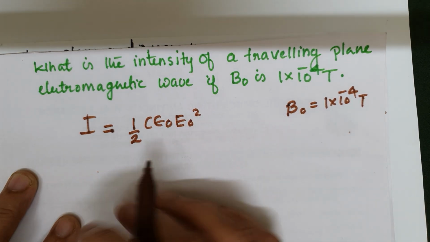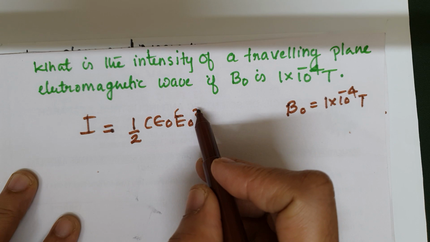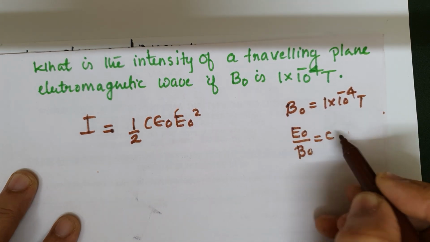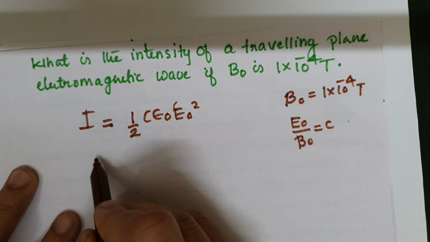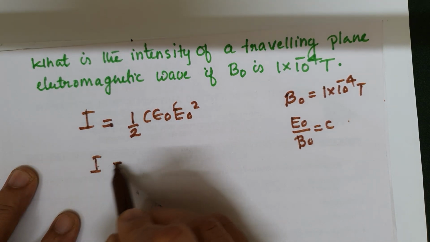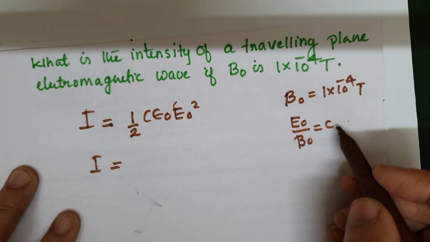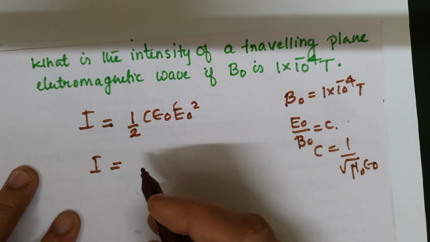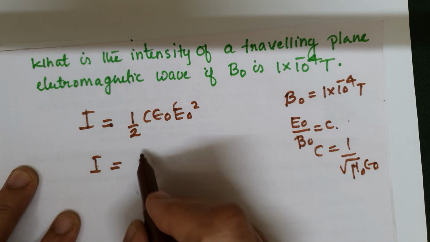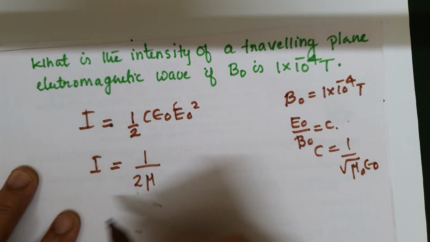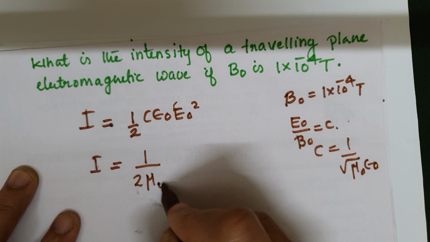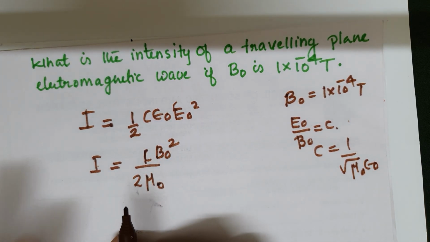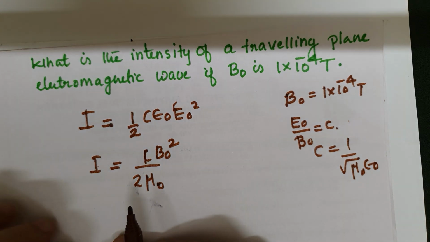Like in the previous problem, we can change this E0 to B0 because E0 by B0 is equal to c. So then the intensity can be represented as, and c can also be written as 1 by root of mu 0 epsilon 0. Then the intensity will be 1 by 2 mu 0 c B0 square.